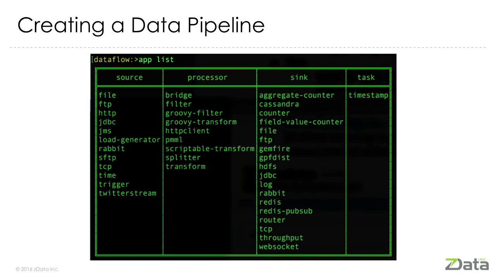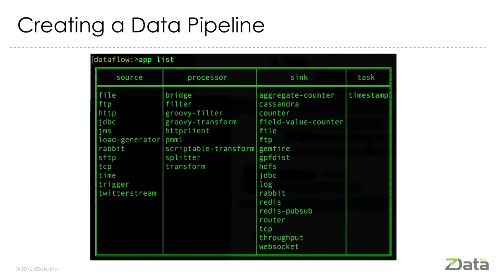So now we're actually looking at the command line. As you can see, there are 4 different sections for this. We have the source, which is where your data is coming from, whether it's Twitter or JDBC, HTTP. Then we go to the processor. This is where your data is going to be processed, whether you're using Splitter, Transform, or PMML, which we'll actually be doing a demonstration of in the demo today. And then to your sink, which is where the data goes. So if it's Gemfire or FTP, that's where your data is going to go.